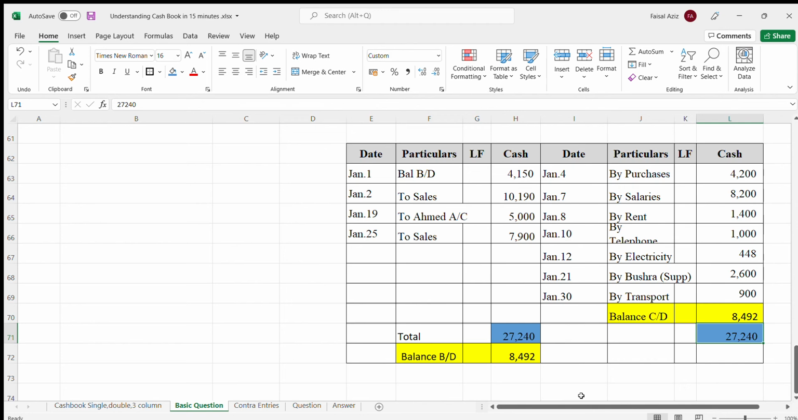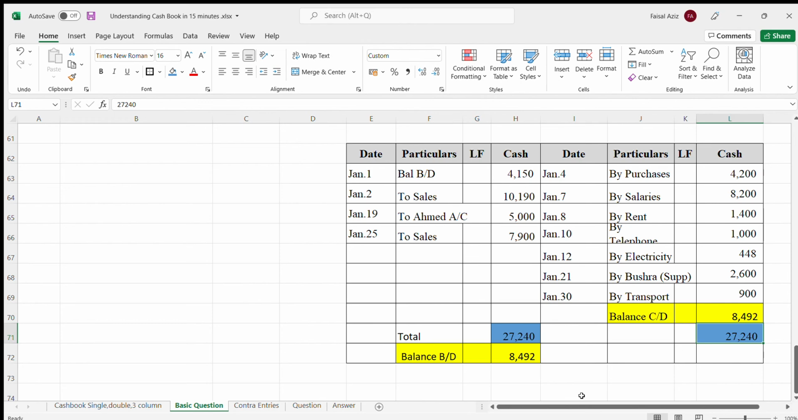Now this balance brought down, it will appear in the next month's cash book as an opening cash balance, and we will mention it, like for example in the month of February it will become on 1st of February we will write balance brought down 8,492. So viewers, I hope you would have understood the basic single column cash book and how we can record cash receipts and cash payments transactions into single column cash book.